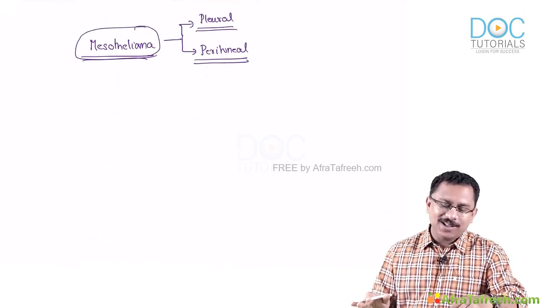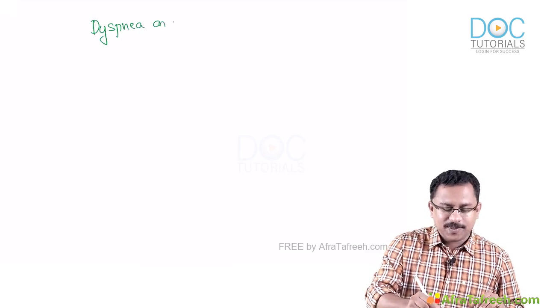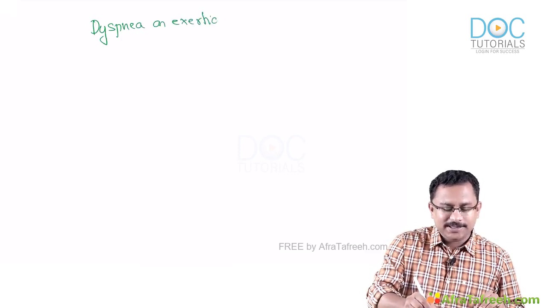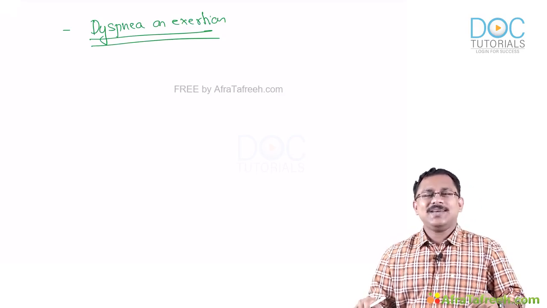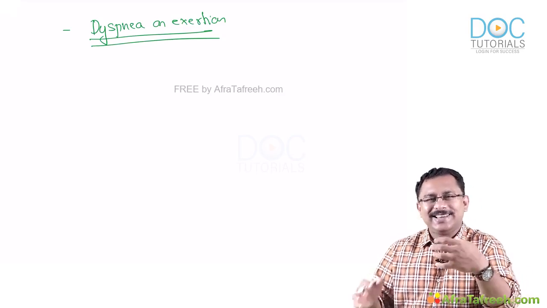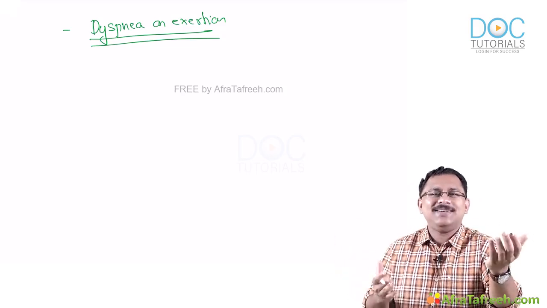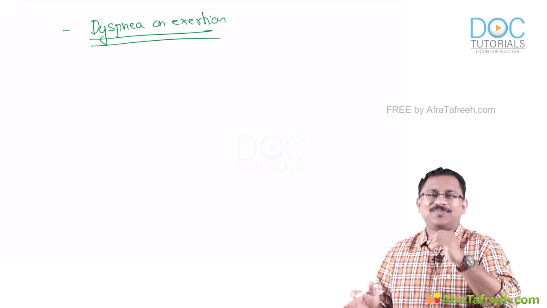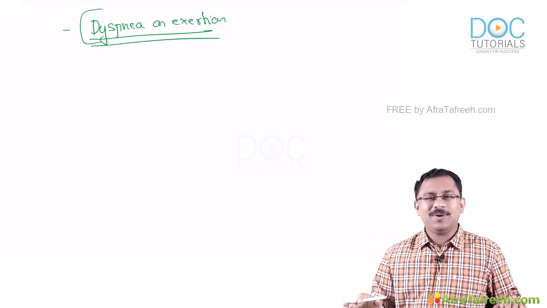So tell me, how will the patient present? The commonest presenting feature would be dyspnea on exertion. Dyspnea on exertion would be the commonest clinical manifestation. Once the interstitial fibrosis proceeds, you might have dyspnea at rest as well, but usually it is dyspnea on exertion that you have got to keep in mind.